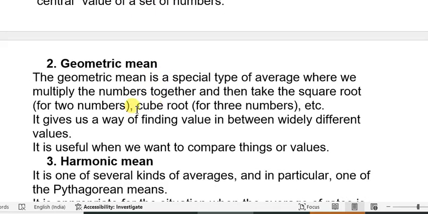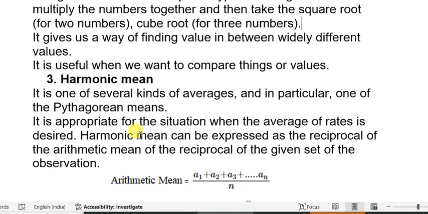Geometric mean. Geometric mean is a special type of average where we multiply the numbers together and then take the square root for two numbers, cube root for three numbers, etc. It gives us a way of finding the central value between widely different values. It is useful when we want to compare things or values.